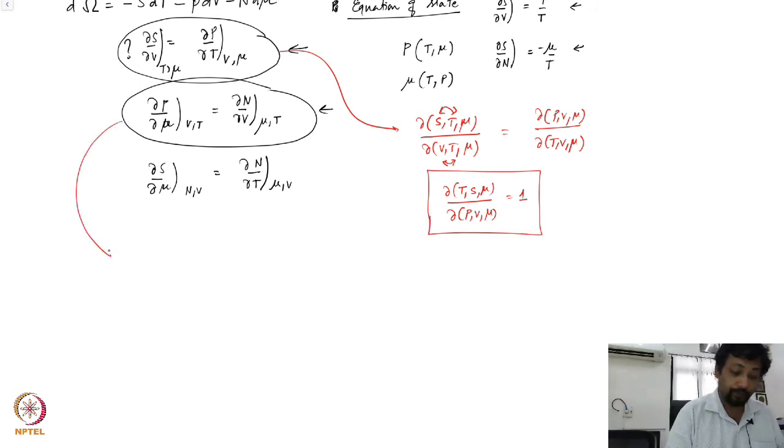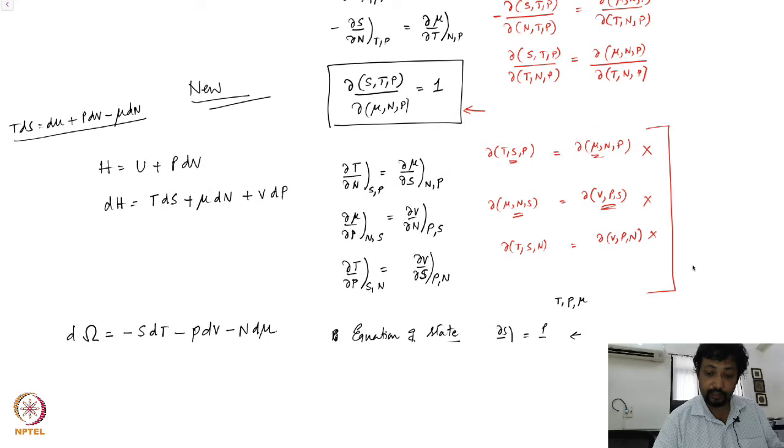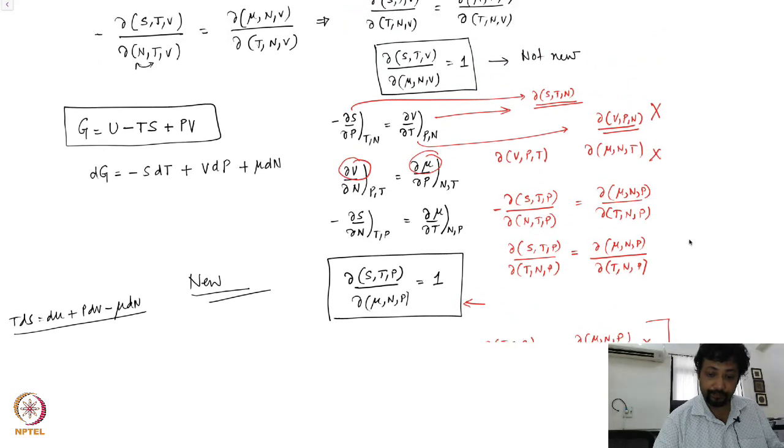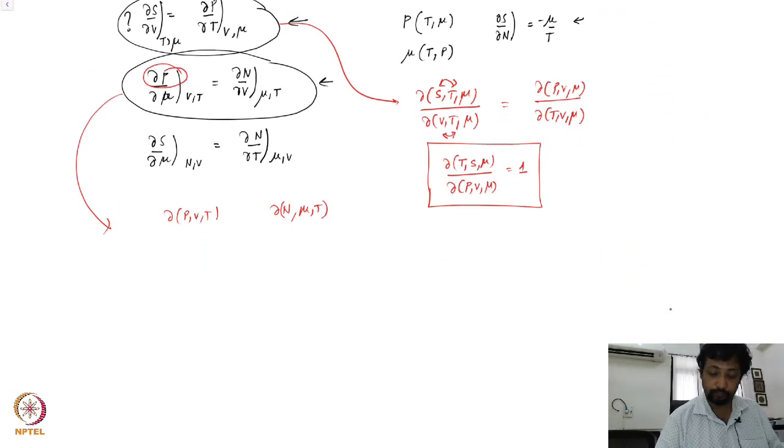What about this one? This one is ∂(P,V,T) in this part, and ∂(N,μ,T). Do I have this combination somewhere? Let's check. Here. Nothing. This one cannot give me a new Maxwell's relation.